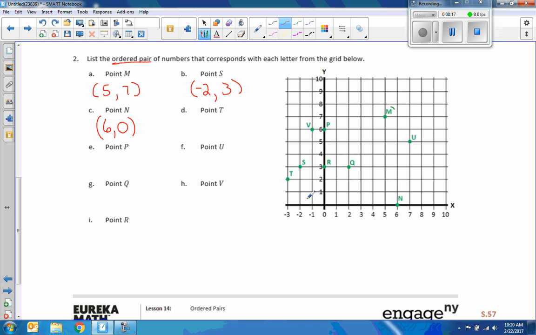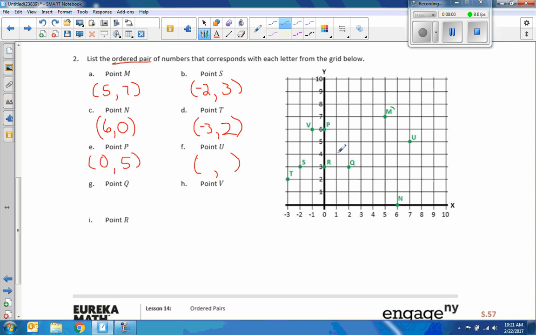Point T is right here. Where are we on the x-axis? -3, so put my parentheses so I don't forget, comma in between. X is -3. Move over to the y-axis and see where we're located on our height, and that is 2. Okay. Point P, parentheses with a comma. Find P. P is right here. It is on 0 on the x-axis. And it's at a height of 5. Okay.